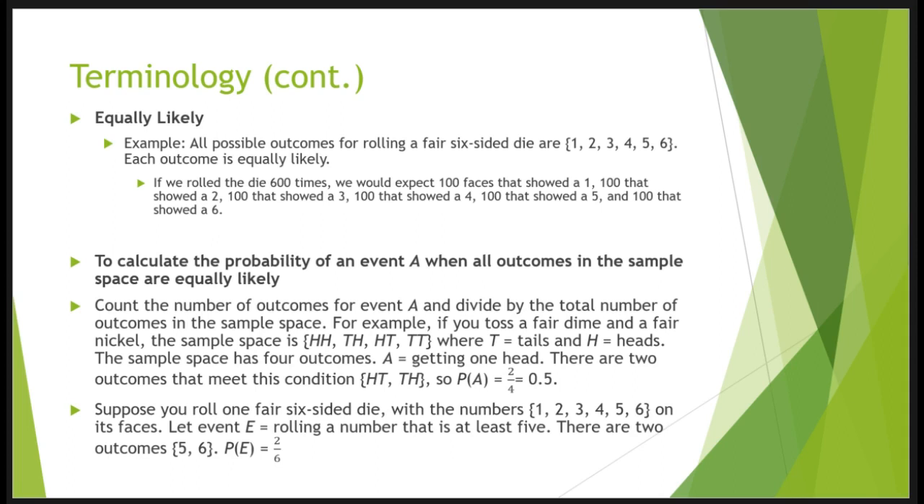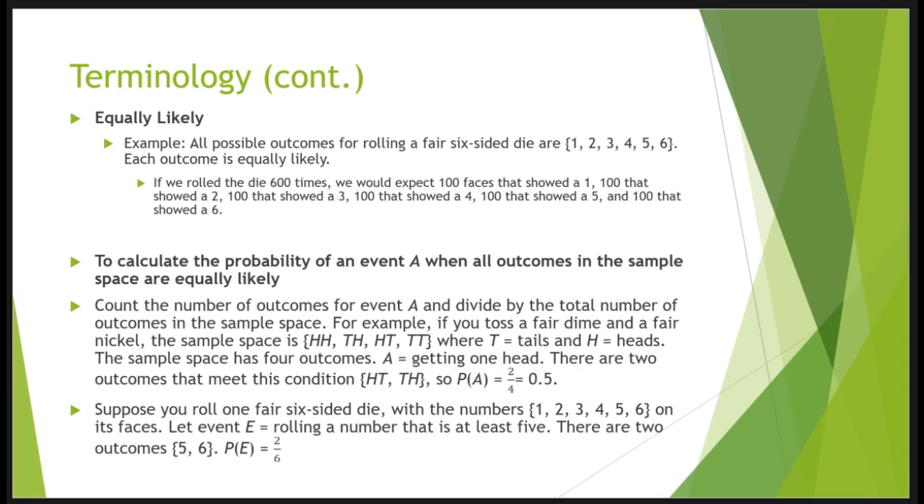So for example, if you toss a fair dime and a fair nickel, the sample space is heads-heads, heads-tails, tails-heads, and tails-tails. The sample space has 4 possible outcomes. If we let A equal getting one head, then there are 2 outcomes that meet this condition, head-tail and tail-head. So the probability of A is 2 out of 4, or you could reduce that to 0.5. There's a 50% probability of getting heads-tails or tails-heads.